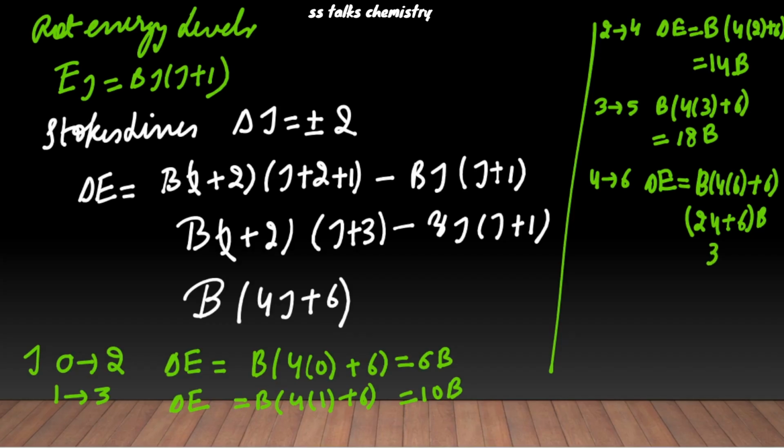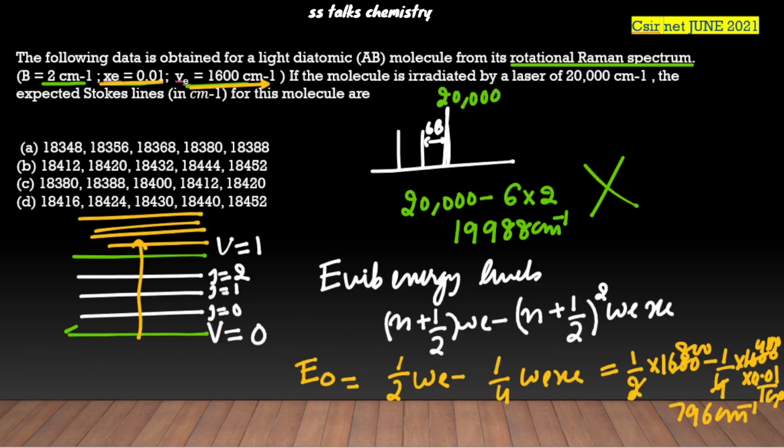Sorry, here it will be 4, not the 6. So 4 times 4 is 16, plus the 6 we have to add. So 16 plus 6 becomes 22B, right? Now the B value is given to us in the question only. The B value is 2 centimeter inverse.